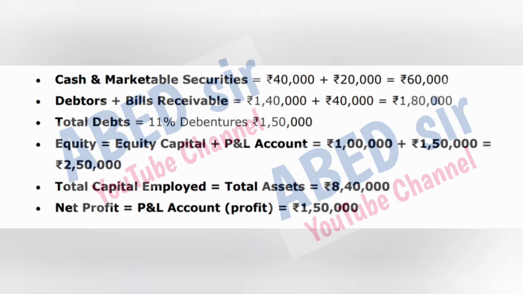Total debts is equal to 11% debentures 1,50,000 rupees. Equity is equal to equity capital plus P&L account is equal to 1 lakh rupees plus 1,50,000 rupees is equal to 2,50,000 rupees. Total capital employed is equal to total assets is equal to 8,40,000 rupees. Net profit is equal to P&L account, profit, is equal to 1,50,000 rupees.